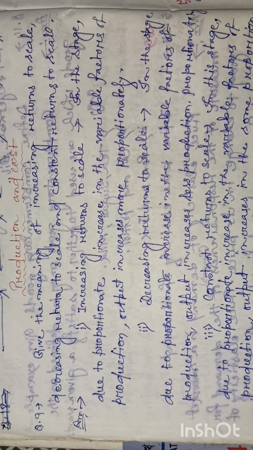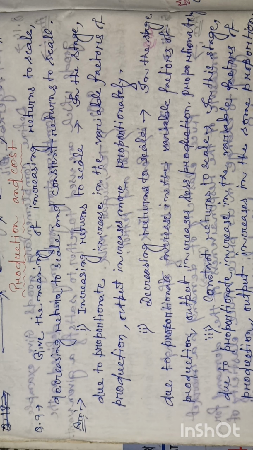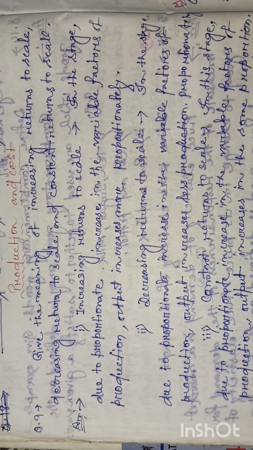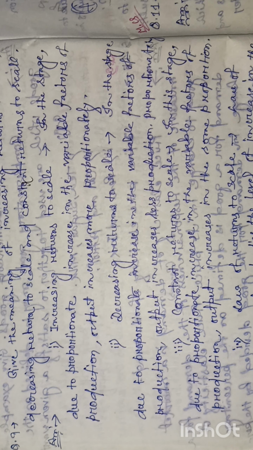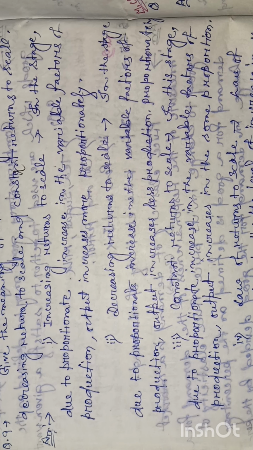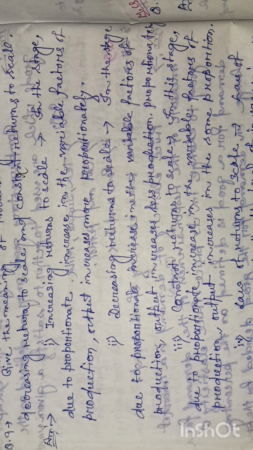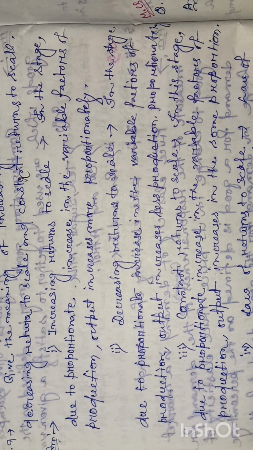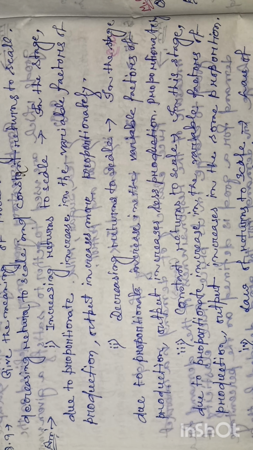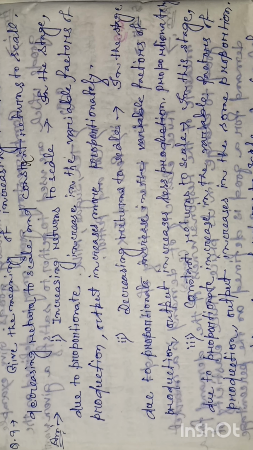Give the meaning of increasing returns to scale, decreasing returns to scale, and constant returns to scale. Increasing returns to scale. In this stage, due to proportionate increase in the variable factors of production, output increases more proportionately.